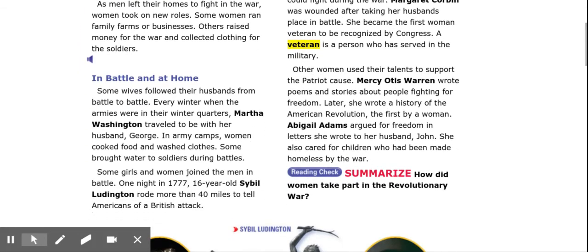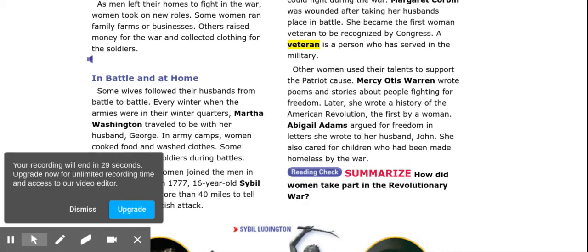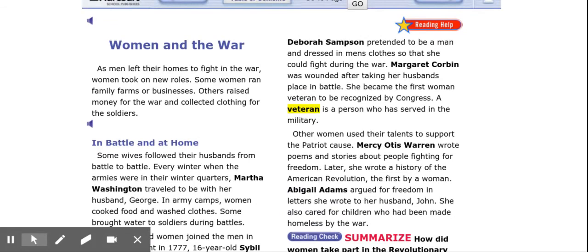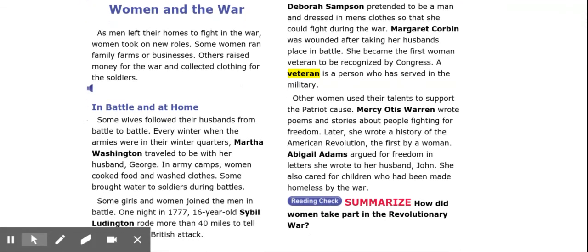Women in the war. Lots of women helped in the war. Many women, like Martha Washington, actually traveled with their husbands from battle to battle, helping in many ways. Sybil Luddington, you'll read about her, I believe, in your We Were There Too. And then you have a number of other women over here. I'd like you to just skim through these paragraphs so you're aware of these people.